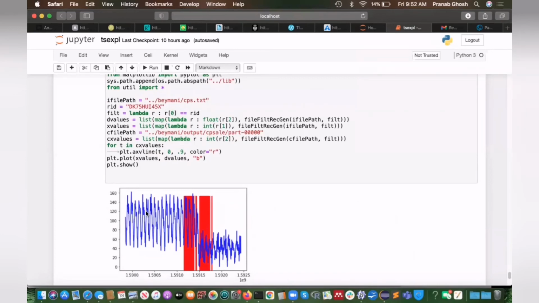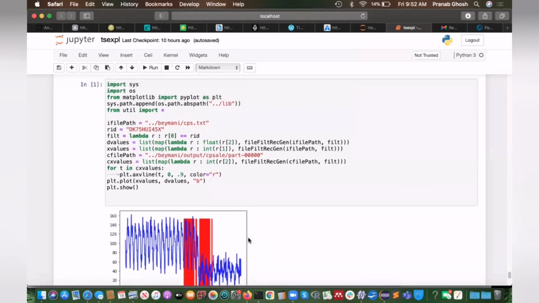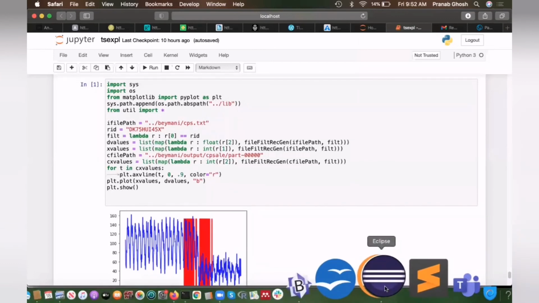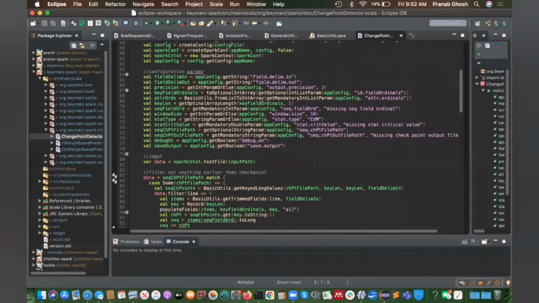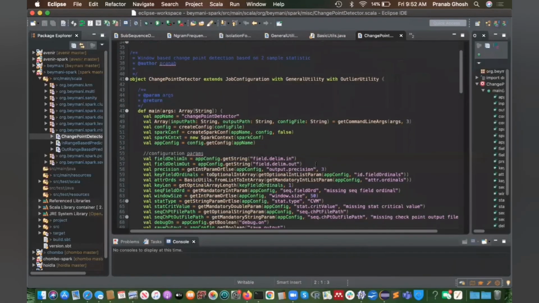See, it's shifting downwards, and then it's staying there. And this is the Scala implementation of that.